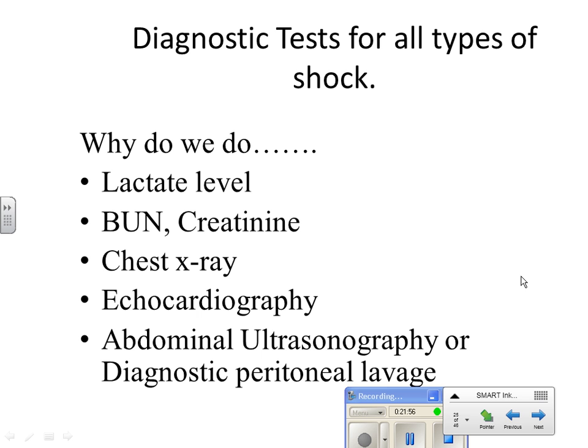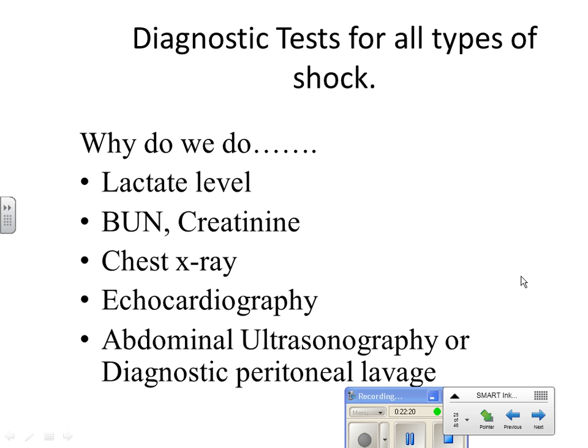Right, fluid buildup. So if we have pulmonary edema from cardiogenic shock, if we have ARDS from septic shock, if we have a pneumothorax that's causing obstructive shock, chest x-rays can tell us a lot of information. What's the echocardiogram going to tell us? How well the heart is functioning and what's wrong.